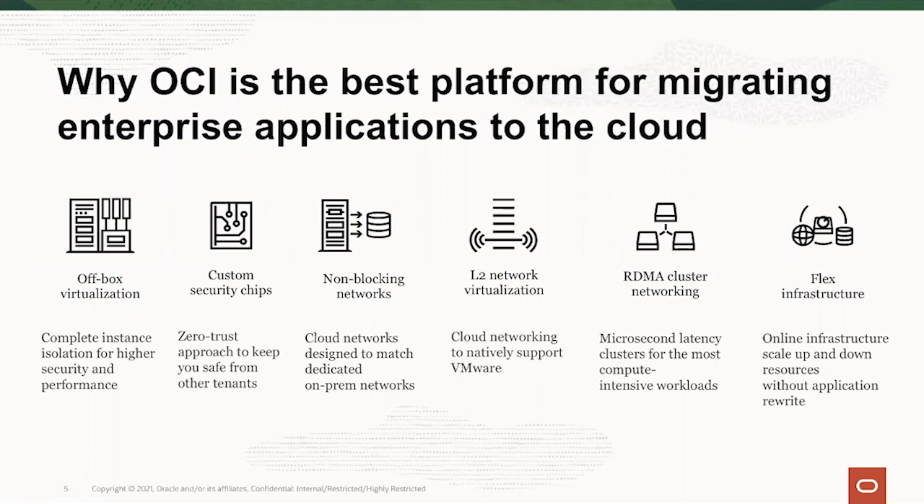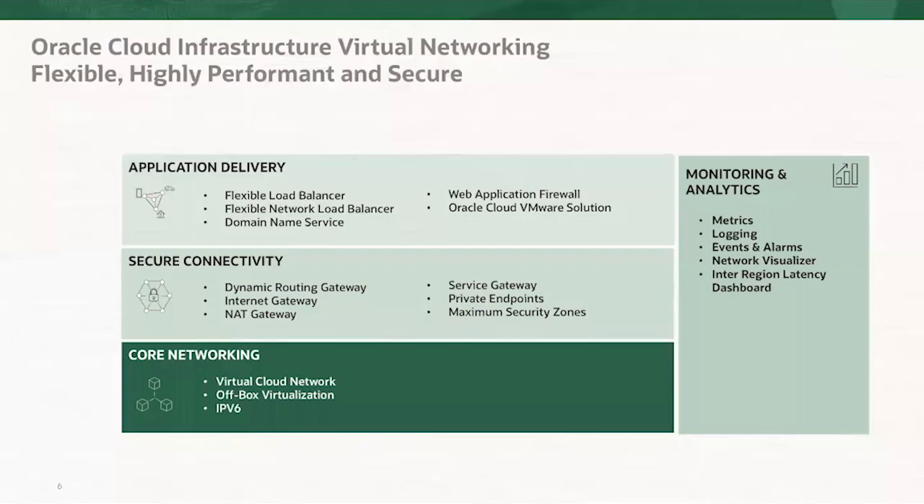We have RDMA over Converged Ethernet, which enables HPC, high performance computing, and Exadata performance by scaling processor and memory interconnections directly. And then we have a flexible infrastructure that is flexible to meet customer needs. So custom shapes from 1 to 64 cores. We have adaptive block storage that shifts from the economical to high IOPS as needed, and flexible network load balancing that adapts to demand.